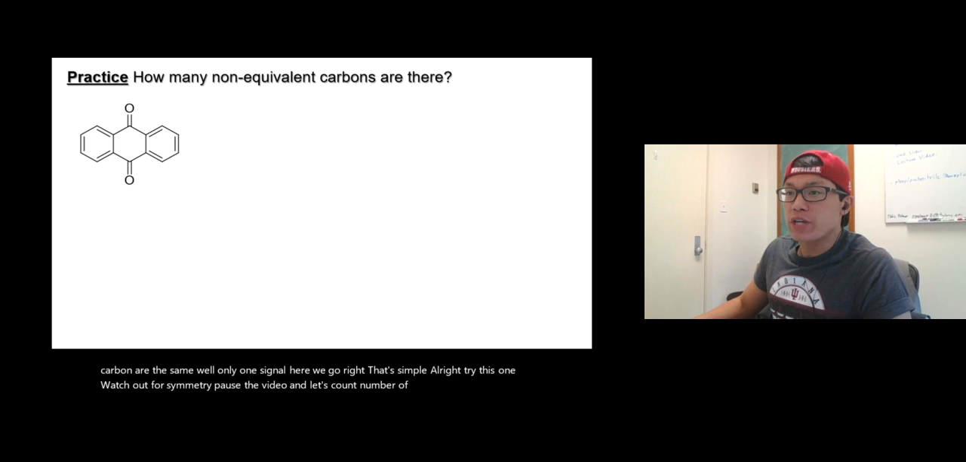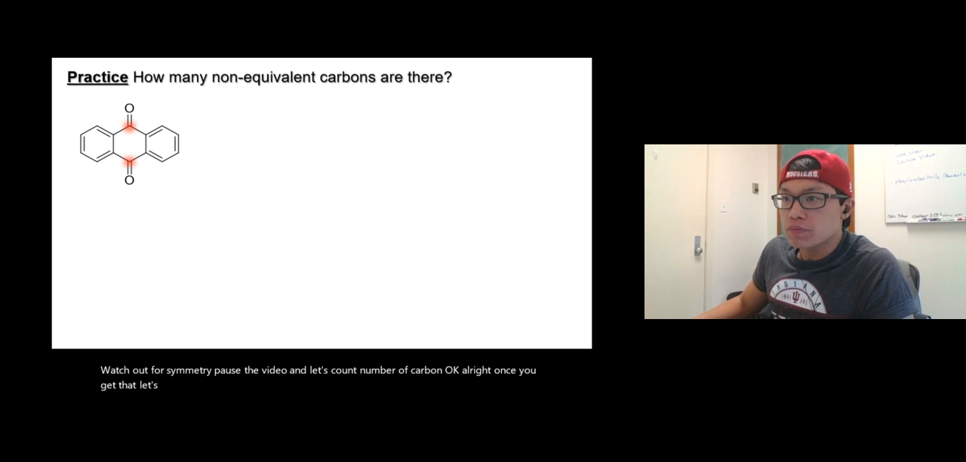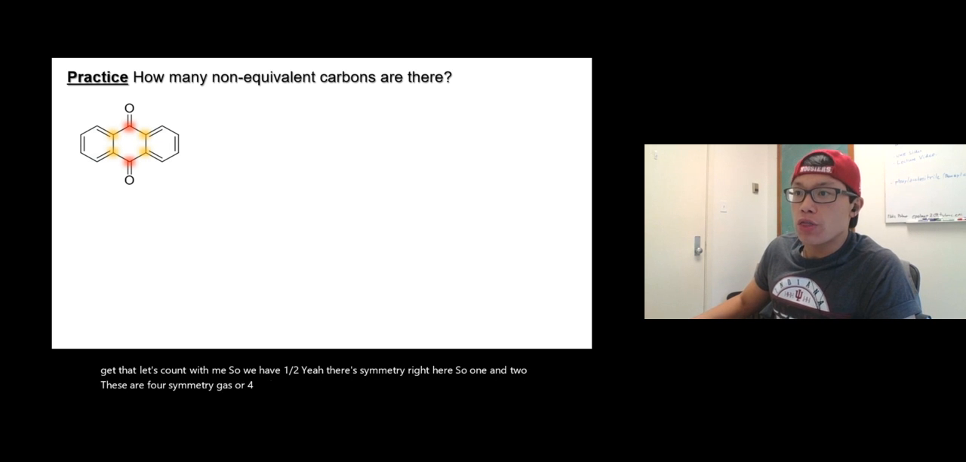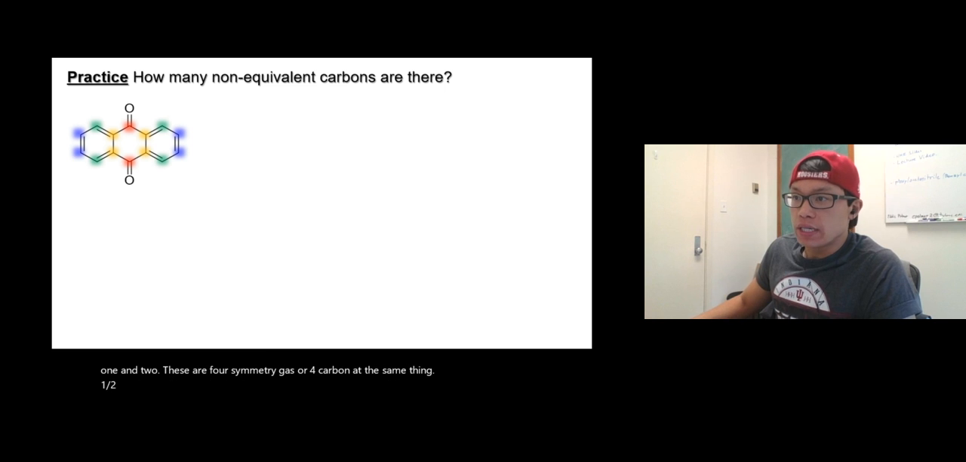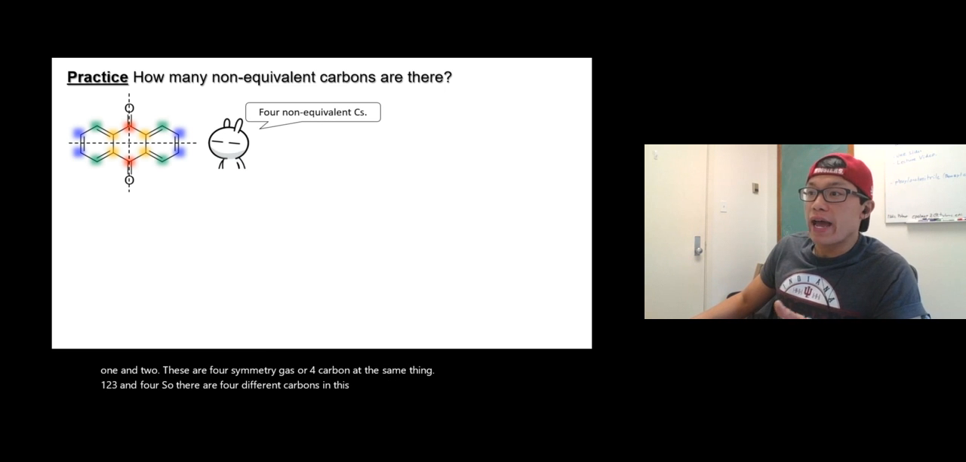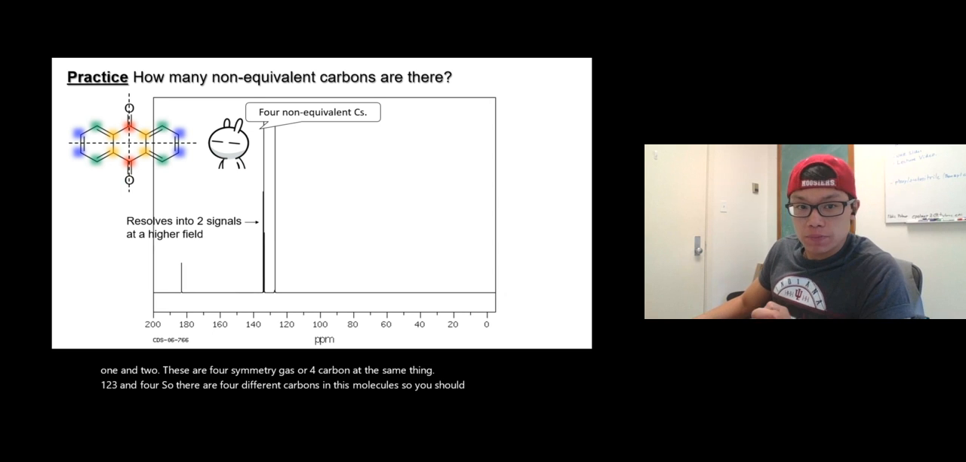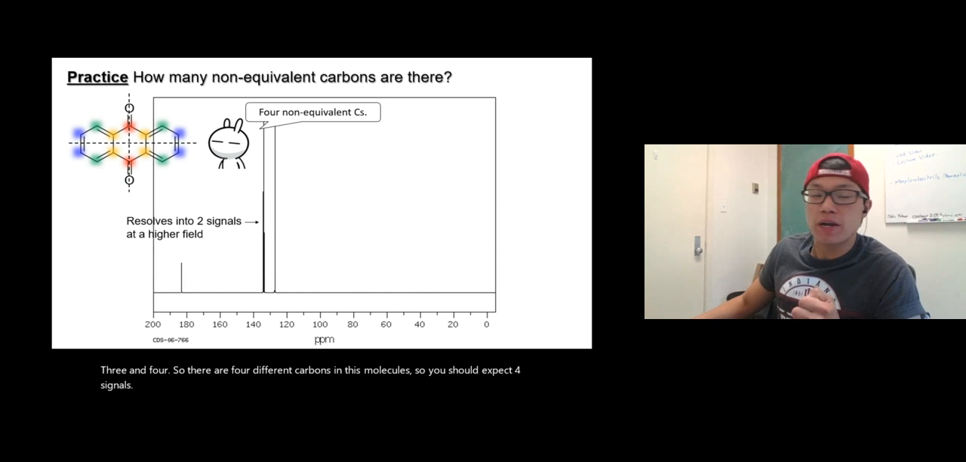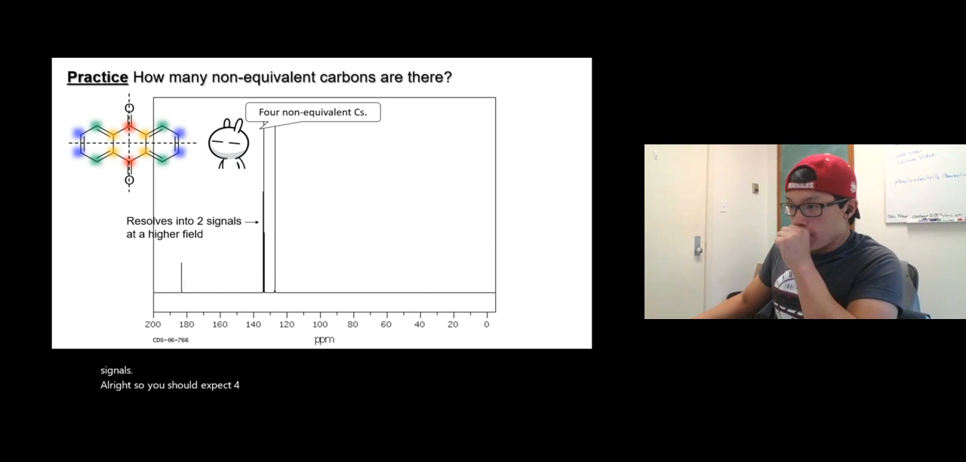Once you get that, let's count with me. We have 1, 2. There's symmetry right here, so 1 and 2. These four carbons are the same thing. Then 1, 2, 3, and 4. So there are four different carbons in this molecule, and you should expect four signals on this carbon NMR.